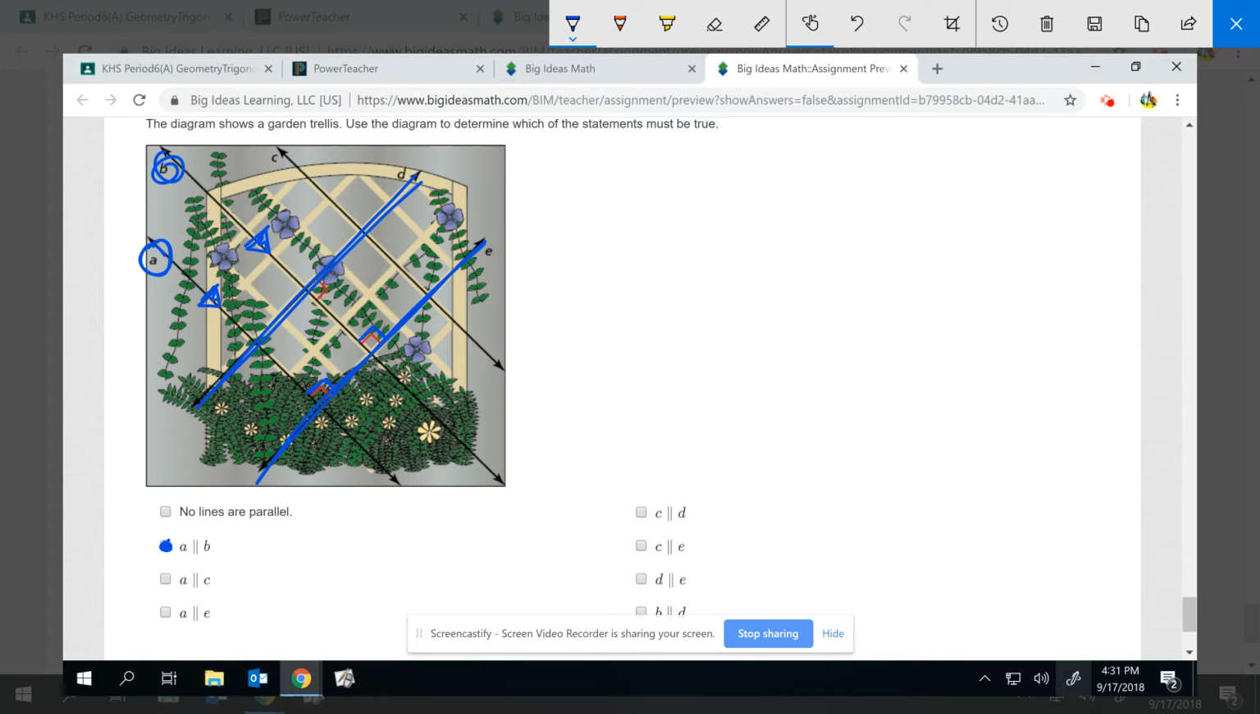Okay, let's do that. So we also see that D and E are both perpendicular to line B, so they have to also be parallel to each other. So two arrows, so that means D and E have to be parallel. D and E. And let's see, anything else have to happen?